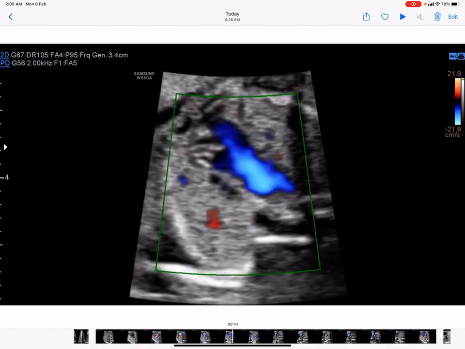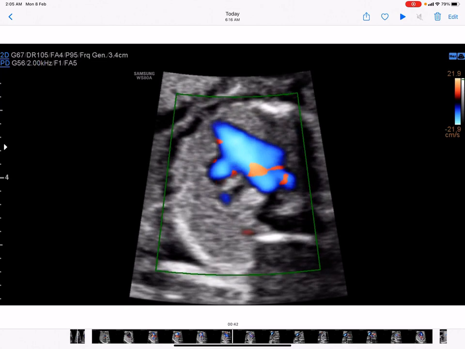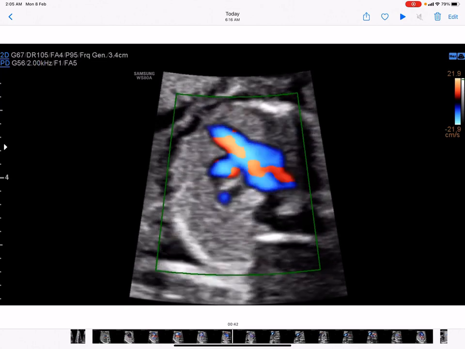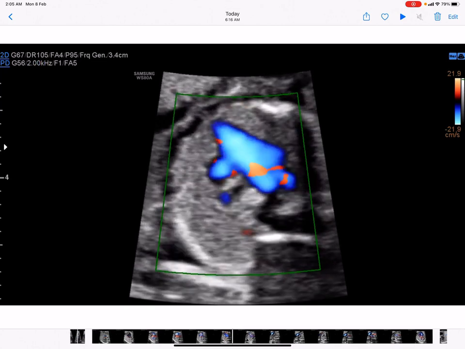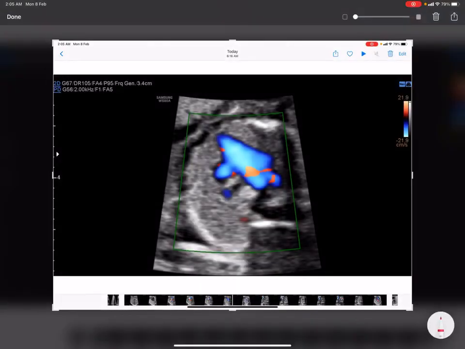Now if we look at this 3-vessel view, this is a 16-week fetus. You can see that this is the trachea, this is the V confluence, and if there is an aberrant right subclavian artery, we will be seeing that aberrant right subclavian artery coming from the tip of the V confluence.